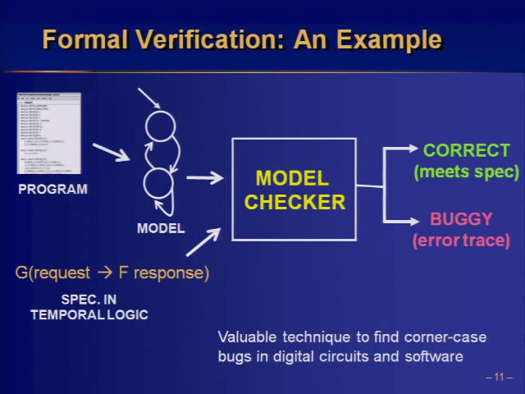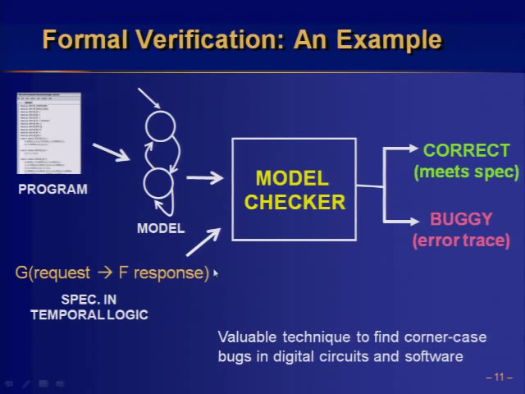In model checking, the scenario is as follows. You start with a program and a specification that you want the program to have. And from the program, typically, you extract a formal model. And then the formal model is fed to the model checker along with the specification, which is encoded, in this case, in a formal logic, temporal logic.